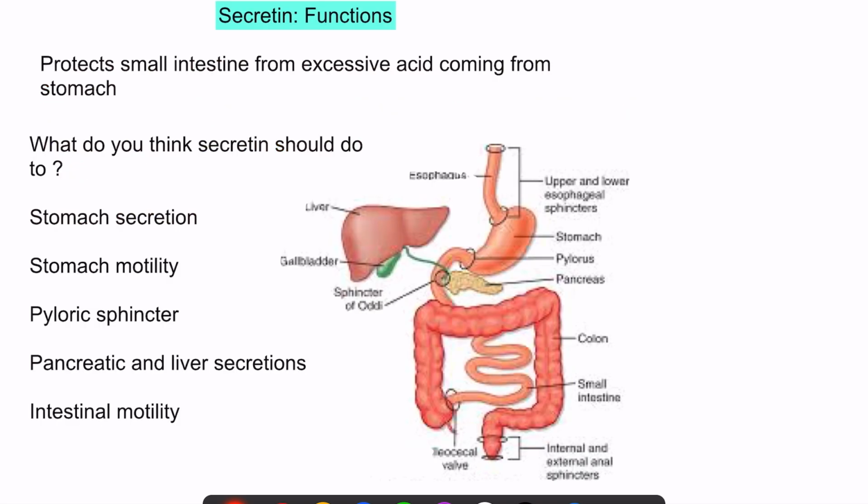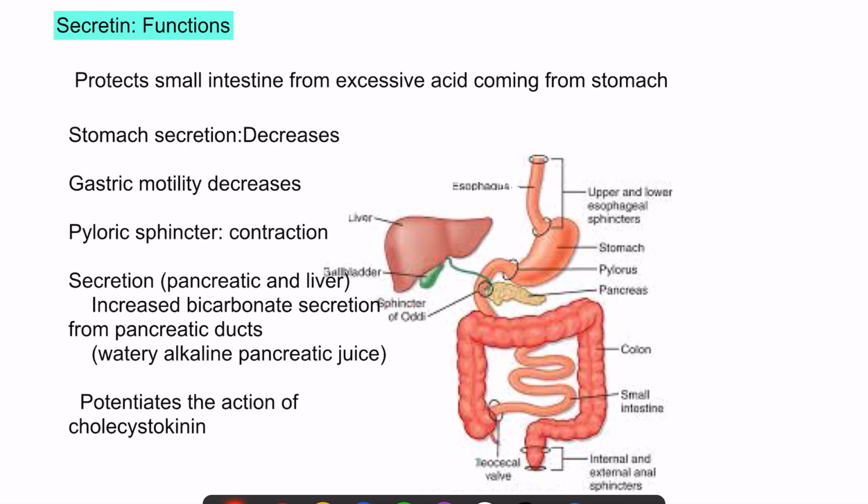And what is the function? The fundamental function is to protect the small intestine from excessive acid coming from the stomach. That is the fundamental function. So if we see its actions: stomach secretion decreases, stomach motility decreases, and pyloric sphincter contracts, the same as that of cholecystokinin. Because if it has to protect the small intestine from the acid, then it should prevent its overloading as well. So all this happens.